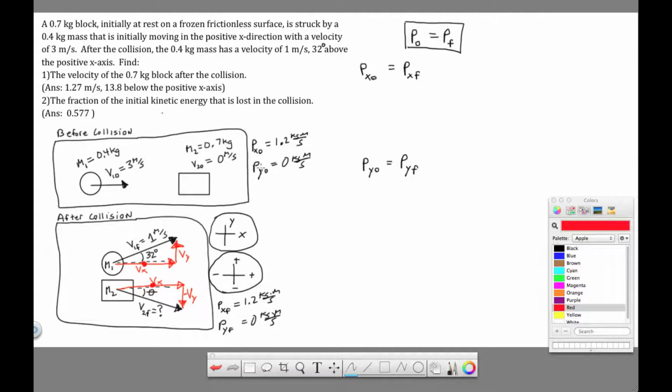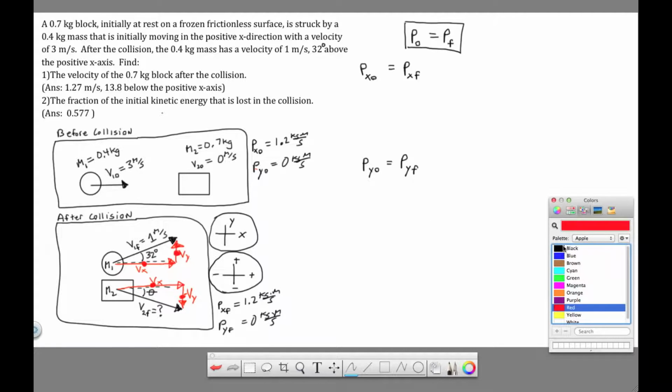Now in the y direction, we had no momentum before the collision. There was no motion in the y. So after the collision, the total momentum has to be 0. And the way that happens is that this positive y momentum that I'm pointing to here must cancel with this negative y momentum. Sorry, I think I might have been saying x there. I meant to say y. These two y momentums after the collision are equal and opposite. They're going to cancel. All right, so let's set up the equations.